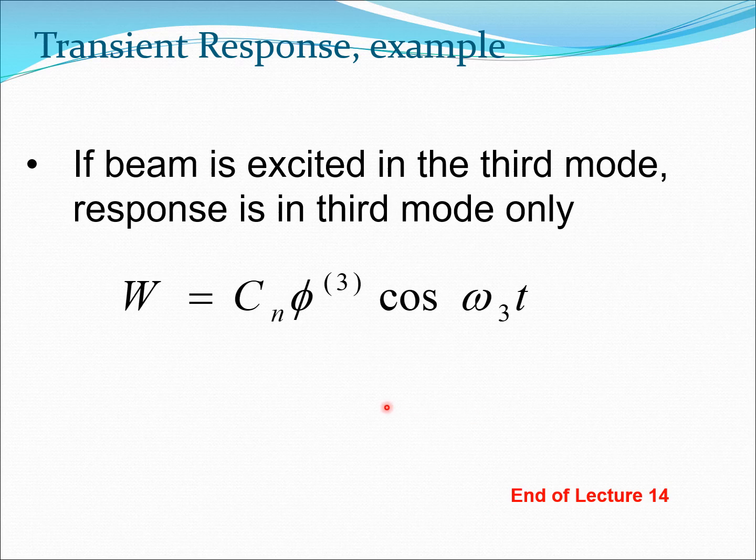So what does this tell us? This tells us that if the beam is excited in the third mode, the response is only in the third mode, which is what you are seeing here. The response here is just the third mode, and so you are going to get this kind of vibration for the system. So this video showed you how the transient response of the system works out. We can very easily calculate the transient response of any system in terms of modal coordinate, then go back and put it in W and get the actual coordinate.